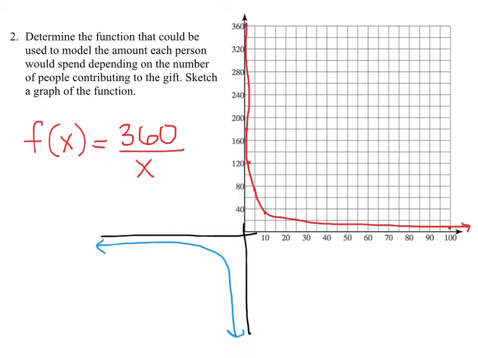There's a couple things I want you to notice about this graph. First, on the x-axis, my graph gets really close, but it never quite reaches it on the left and right side. This is called a horizontal asymptote. On the y-axis, my graph gets really close on the top and bottom, but never quite reaches. We call that a vertical asymptote.